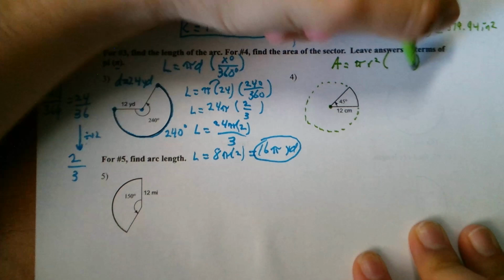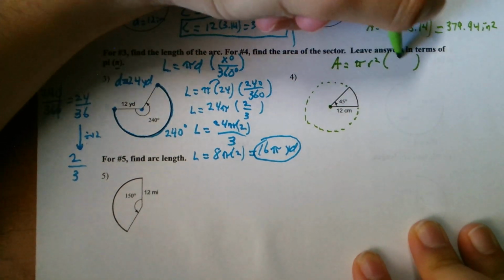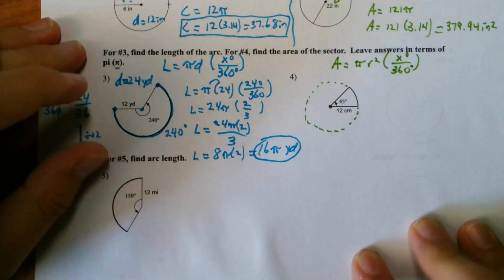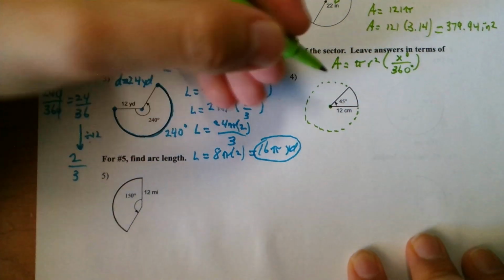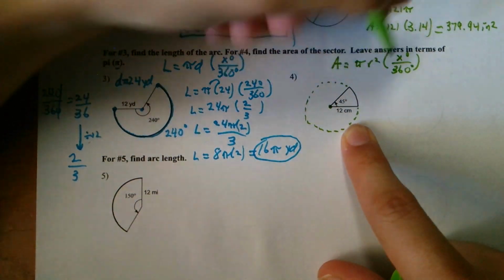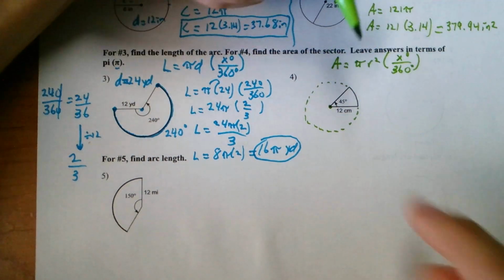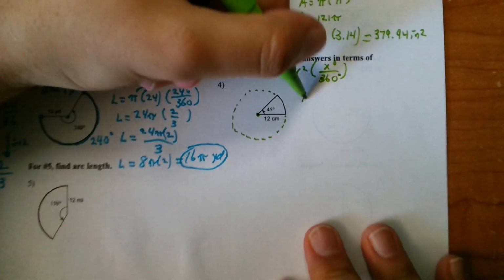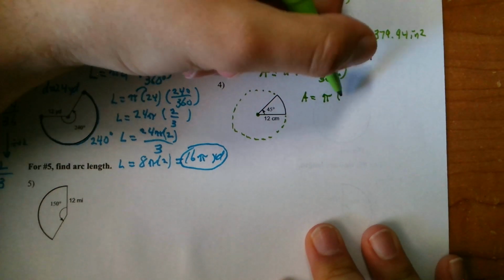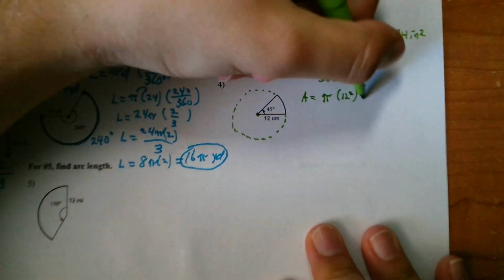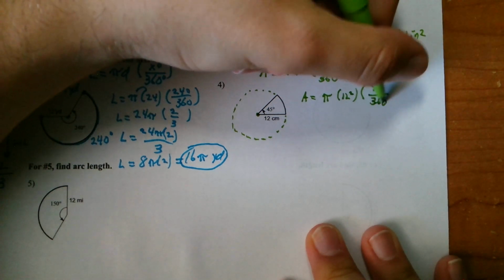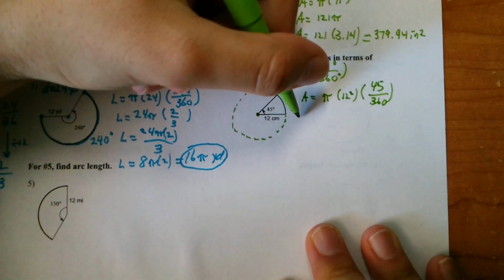But just like with arc length, since this is not the whole circle, to figure out the fraction, do x over 360. Number of degrees over 360. In this case, our radius is 12, and our x is the 45 degrees. So that's going to look like this. Area equals pi times 12 squared times 45 over 360. Cool.